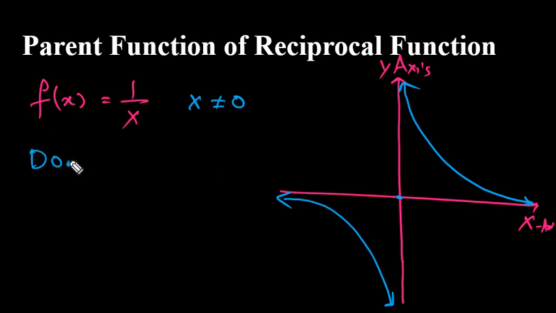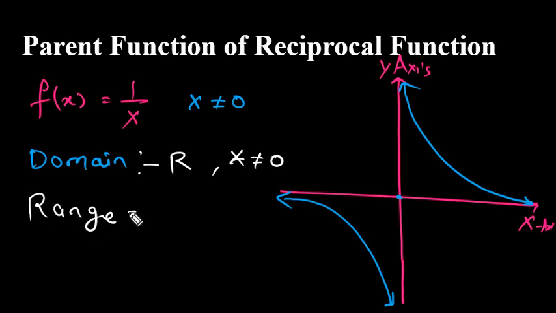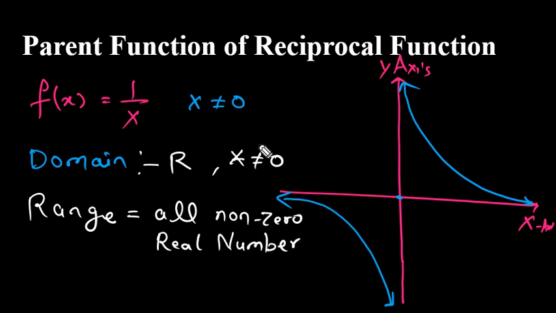Now what will be the domain? The domain will be all the real numbers except x equals 0, right? Now what will be the range? The range will also be all real numbers except 0, or you can say all non-zero real numbers. It means the same, except 0. 0 will not be included.